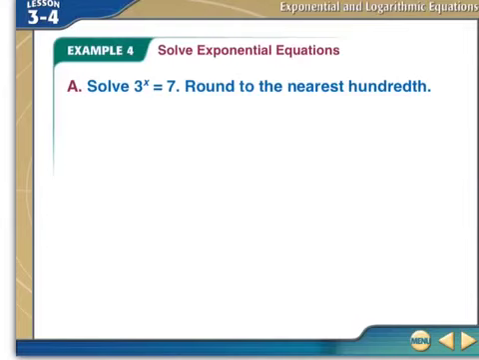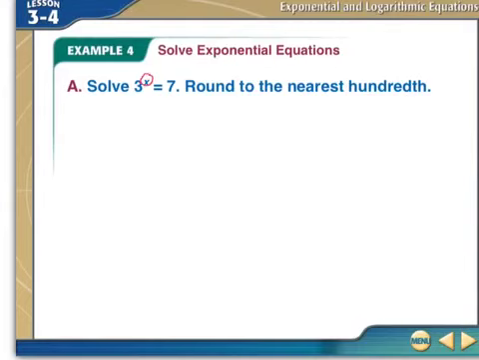And in order to do so, anytime we are solving for a variable which is part of an exponent, we need to use logarithms. We are going to use logarithms to solve exponential equations because logarithmic functions are the inverses of exponential functions. So therefore, in order to undo an exponential function, we have to use logarithms.